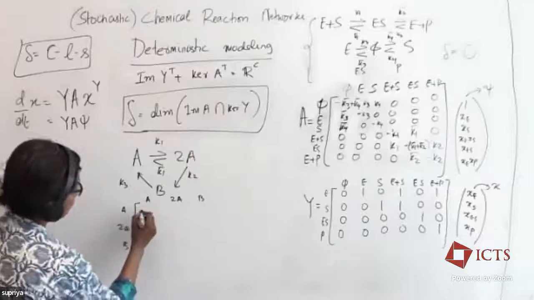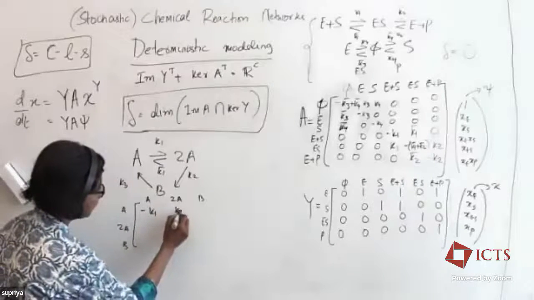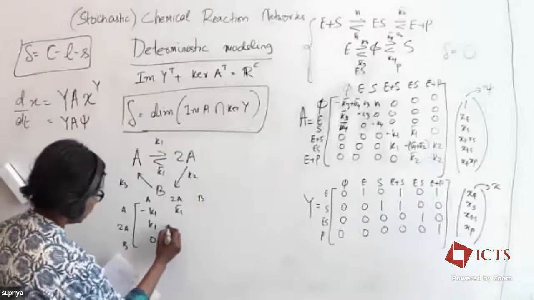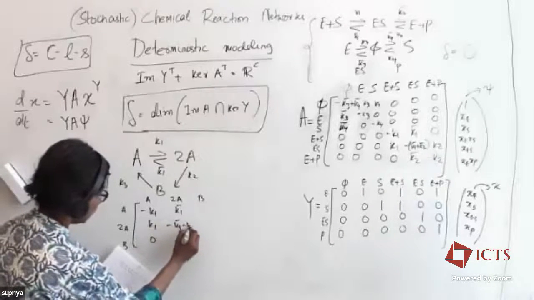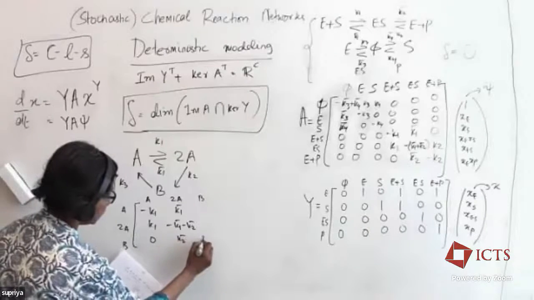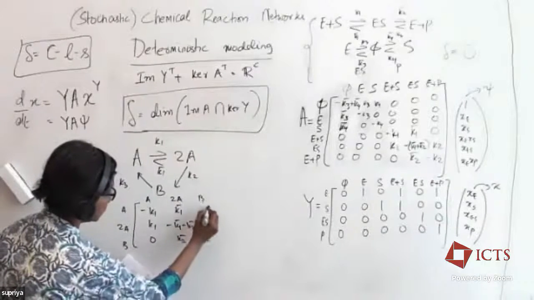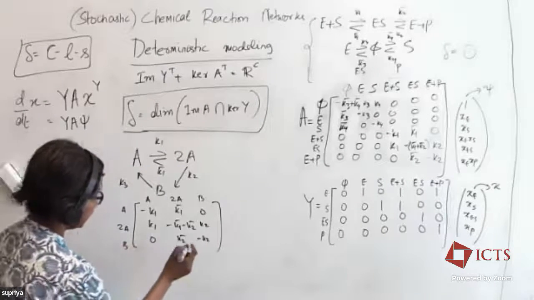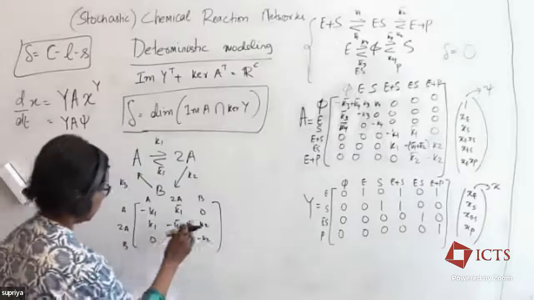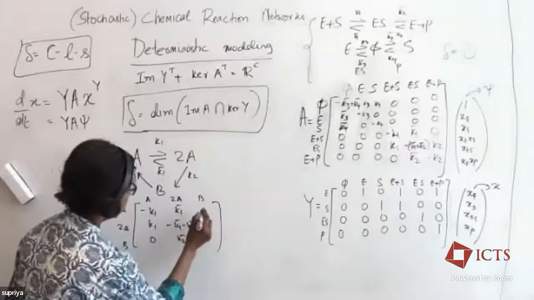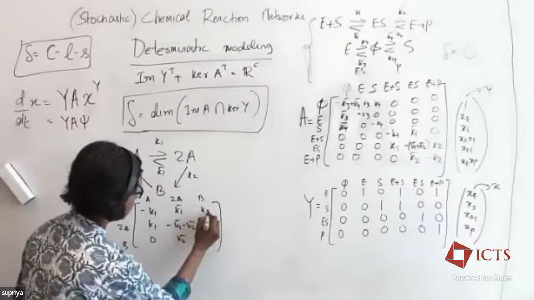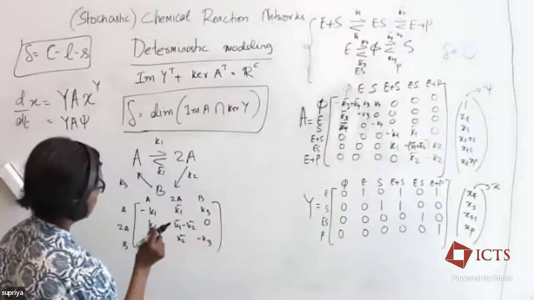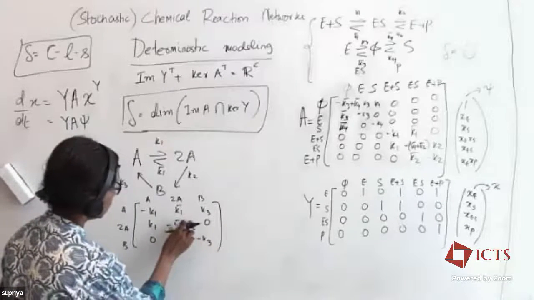So if I write this A, it's minus K1 bar. Let me just do this fast. Oh, sorry, it's a K3. Yeah, sorry. This is a K3. And there weren't any K2 bars.